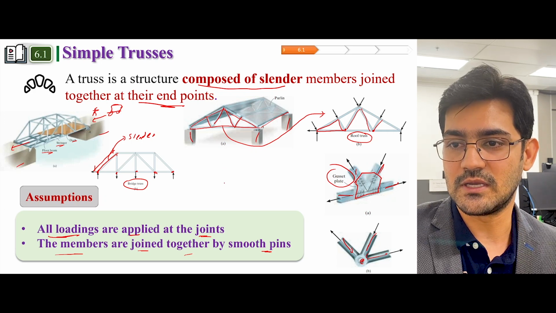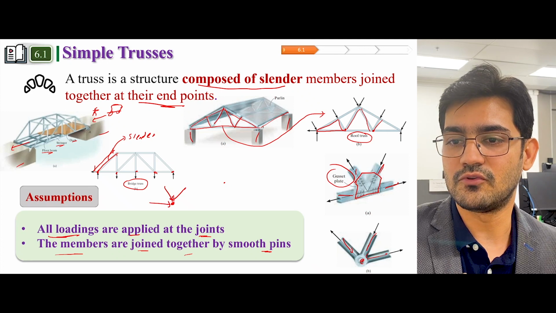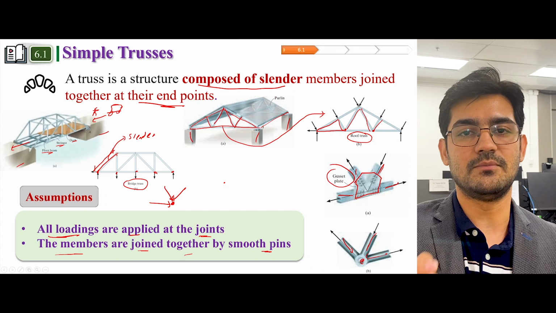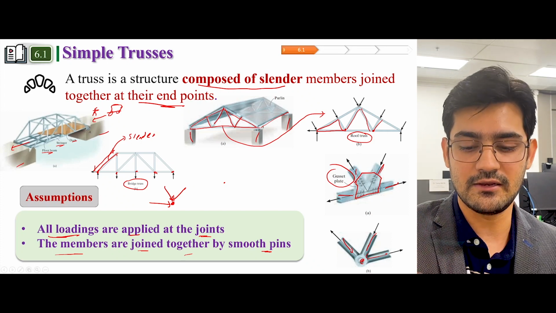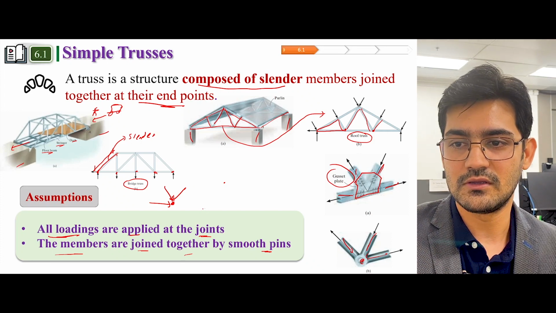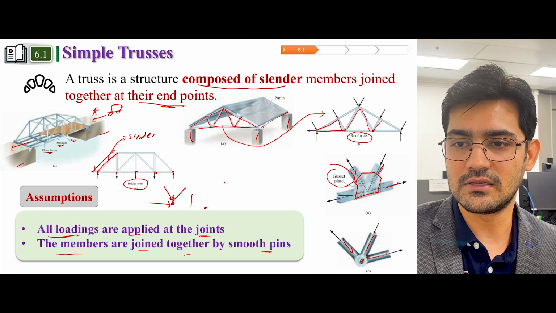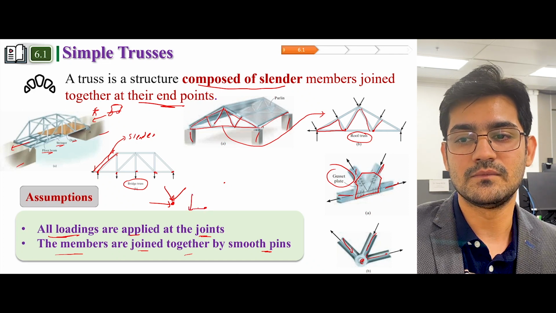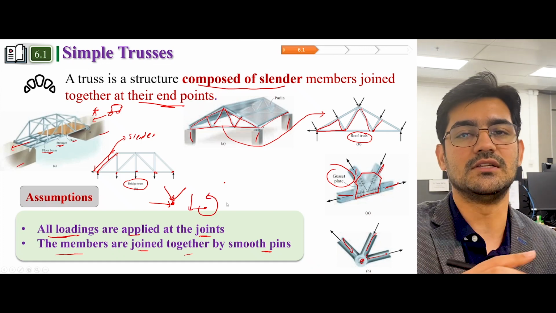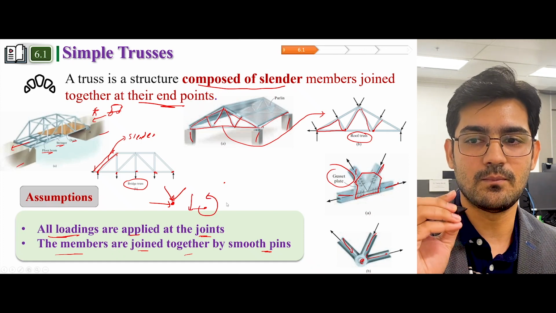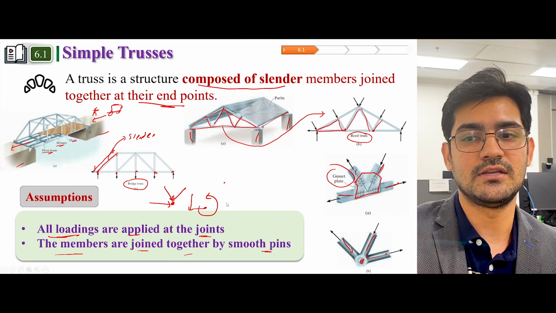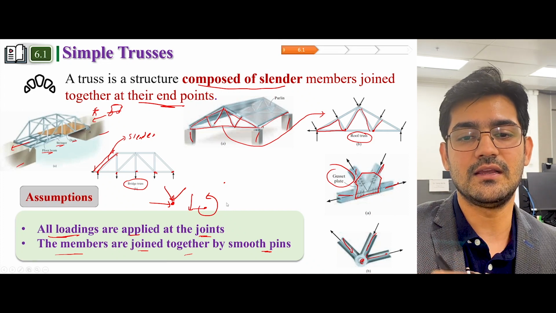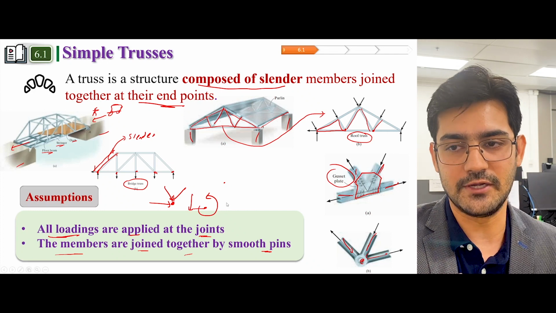Because these assumptions say that, for example, this is a point and the members should apply force on these points. Now what will happen if the members do not apply force on these points? Then, for example, if a member is applying force somewhere other than a point, it will generate moment, as we have discussed in the previous chapters, and we don't want moment to be generated in a truss. So that's why we assume that all the loadings are applied on a joint.